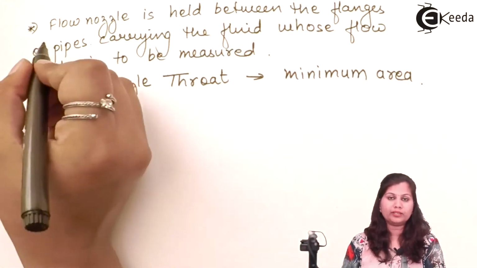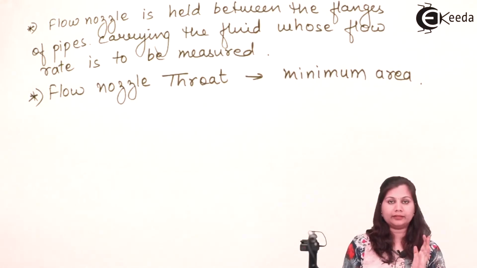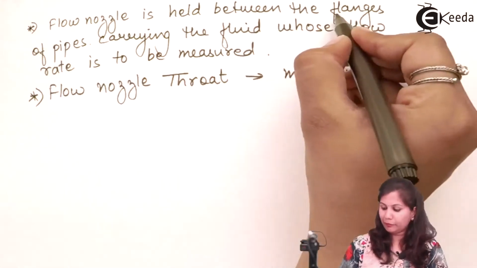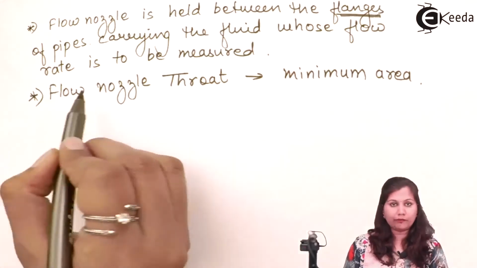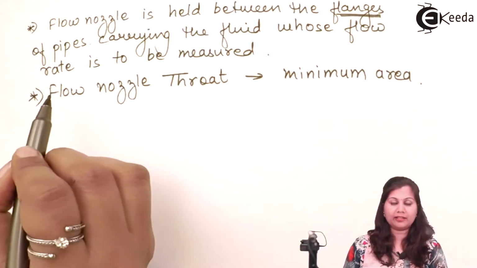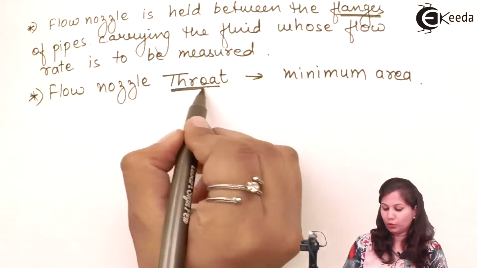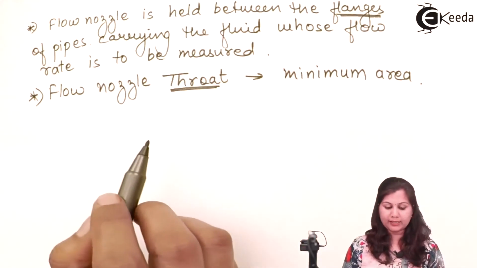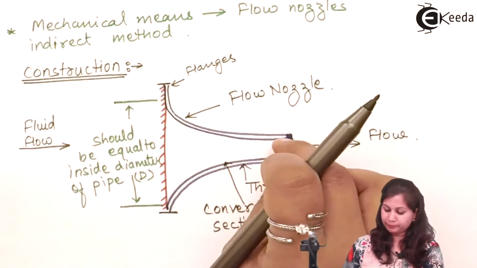So the flow nozzle is held between the flanges of the pipe in which the fluid whose flow rate we want to measure is flowing. So with the help of flanges it is fixed inside the pipe. After that, in the flow nozzle, the part which has the minimum area is called the throat. So the throat is the part of the flow nozzle which has the minimum area.